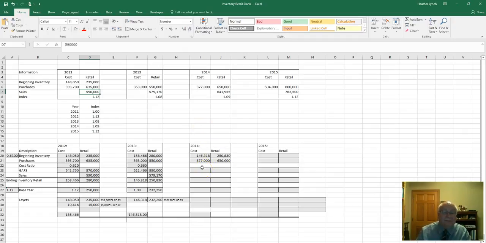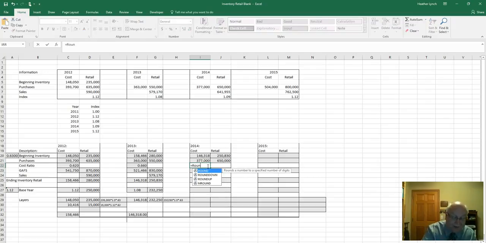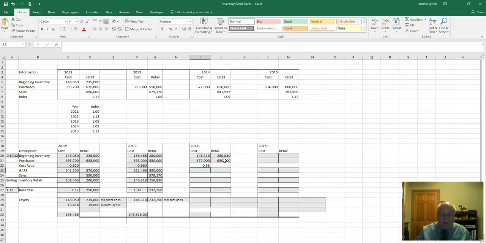I forgot to highlight this one, but we have to find the ratio again. So we have equal round, 377 divided by the 650, comma 3. So that gives us 58%. I think I got these. Okay. Then we'd add these two together.